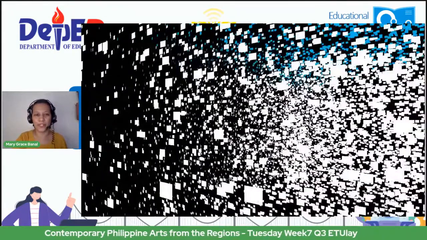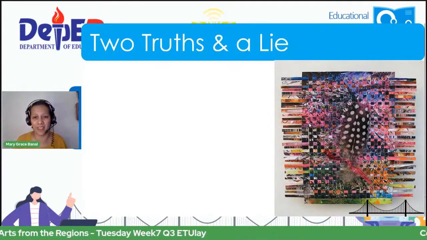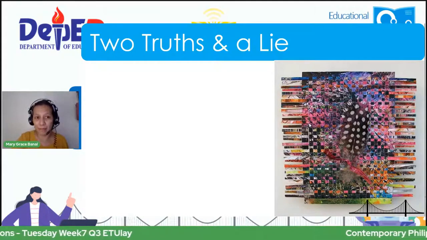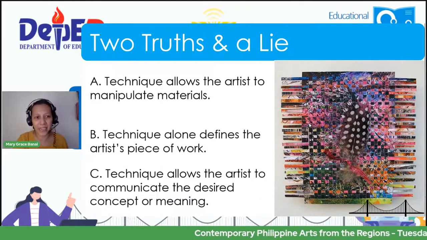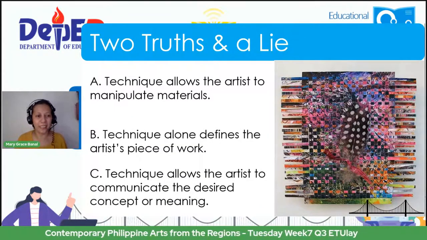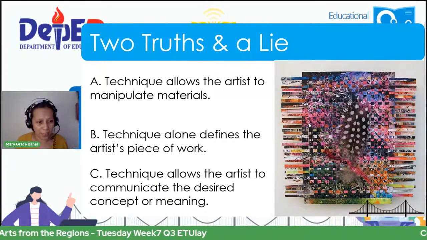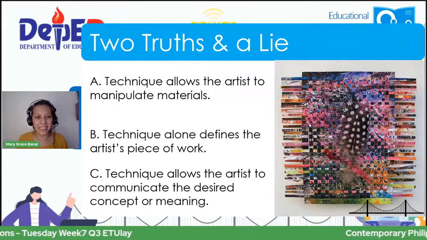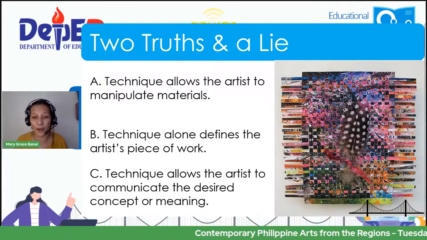And this is our featured artwork. Okay, so that is paper weaving. Here are our statements. Choose which are two truths and which is a lie. Letter A, technique allows the artist to manipulate materials. Letter B, technique alone defines the artist's piece of work. And letter C, technique allows the artist to communicate the desired concept or meaning.